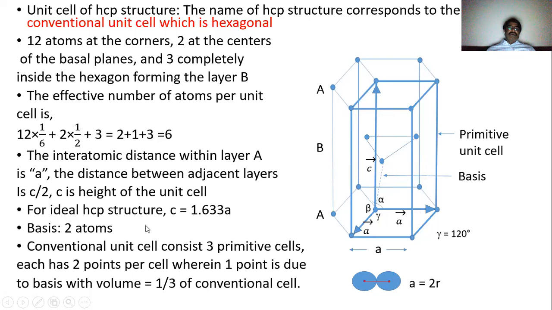Okay, and what about the relation between c and a? If it is an ideal hexagonal structure, the ideal hexagonal unit cell, then the relation is c equal to 1.633a. So the relation between the lattice parameters c and a in case of the ideal hexagonal close packed unit cell is c equal to 1.633a. Okay.